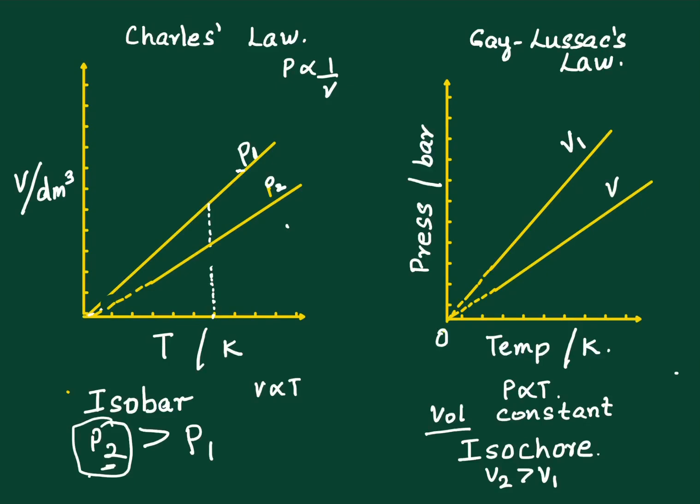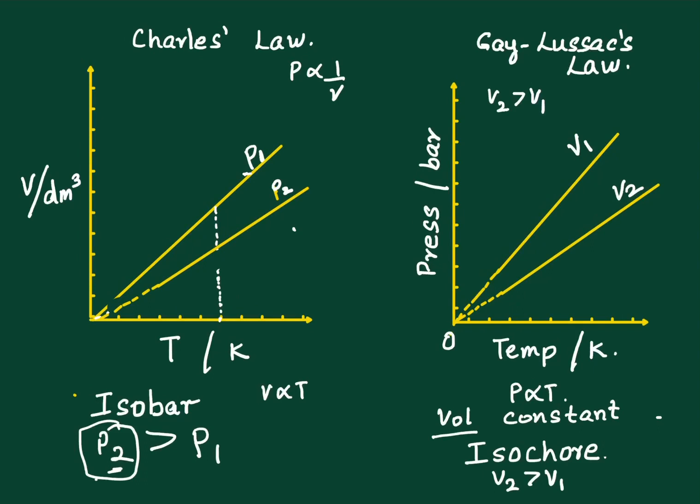Again, you have increased the volume, which means the pressure corresponding to that volume will be lower. So your V2 is greater than V1. The slope of this isochore will be lower. So you see, the slope is different for the two graphs. Clear?